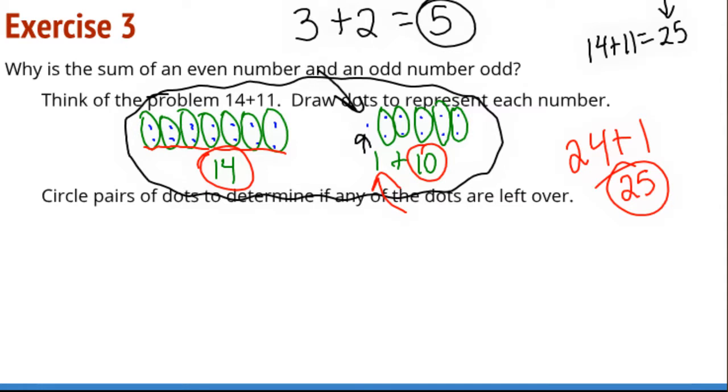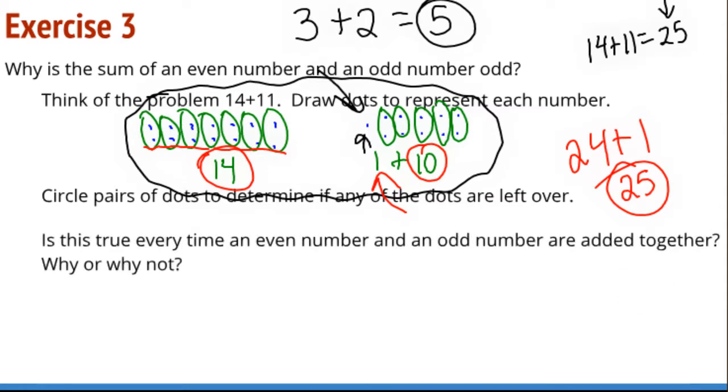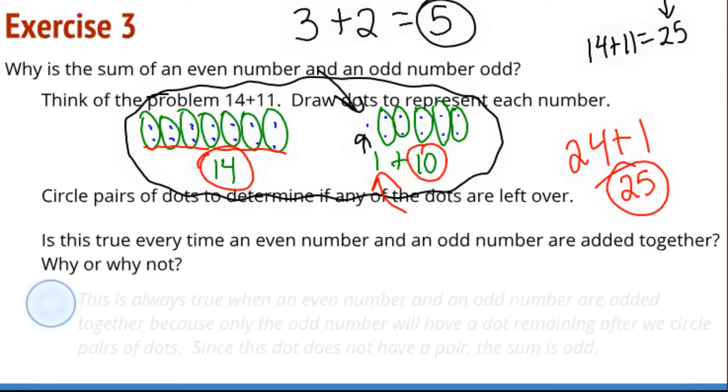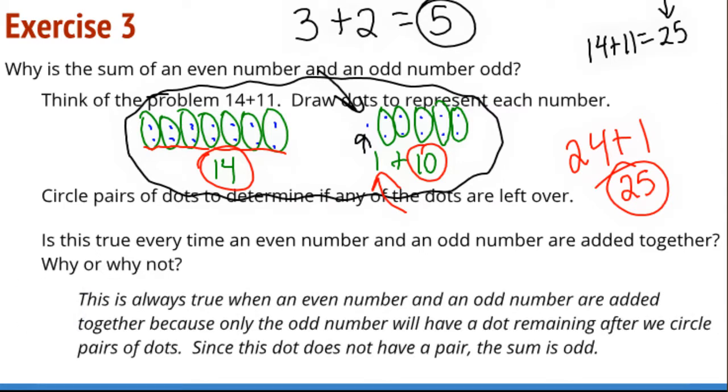And it'll say to make the dots here, and we've done that. So is this true every time an even and an odd number are added together? Why or why not? Well, it's always true when an even number and odd number are added together, because only the odd number will have a dot remaining. We won't have a buddy for it. We won't have a pair. And since this dot does not have a pair, the sum will be odd.